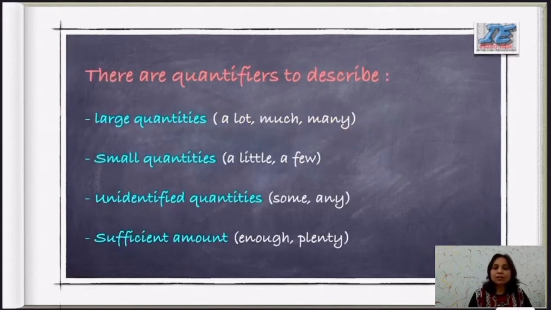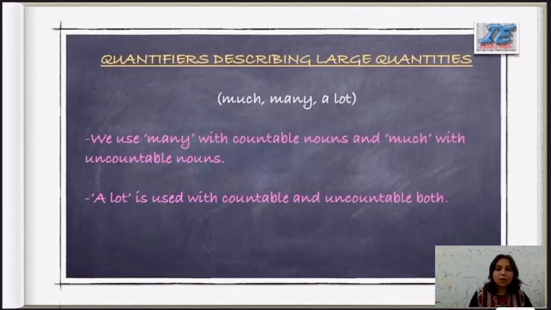There are quantifiers to describe large quantities, and they are a lot, much and many. Quantifiers to describe small quantities: a little and a few. Quantifiers to describe unidentified quantities, that is some and any, and we also have quantifiers to describe sufficient amount, that is enough and plenty. We'll be talking about all of them one by one.